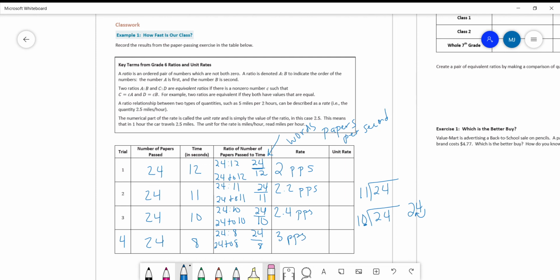So now that we have this information, we can compare our rates right here, and we can see that the fastest time that we had was in trial 1, where it only took, I take that back. The fastest time was in this one, right here, because we were able to pass out 3 papers in a second. The one that was the slowest was here, where we only passed out 2 papers per second. Unit rate. So unit rate is just the number. Whereas the rate has the words like papers per second or miles per hour, unit rate is just the number. So in this case, this is the unit rate: 2 and 2 tenths, 2 and 4 tenths, and 3.